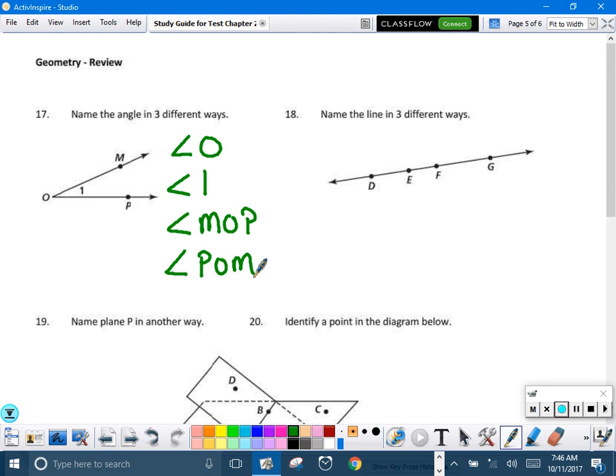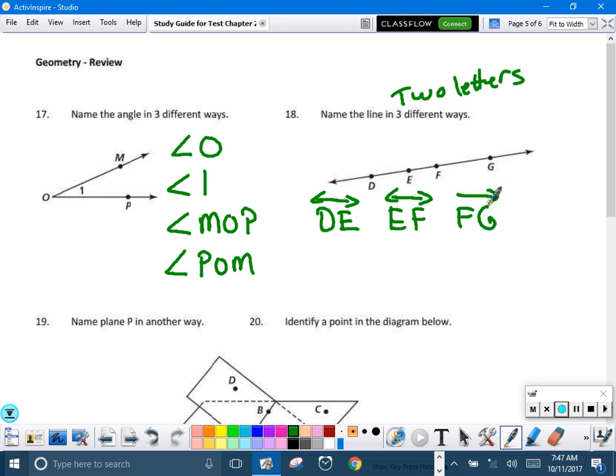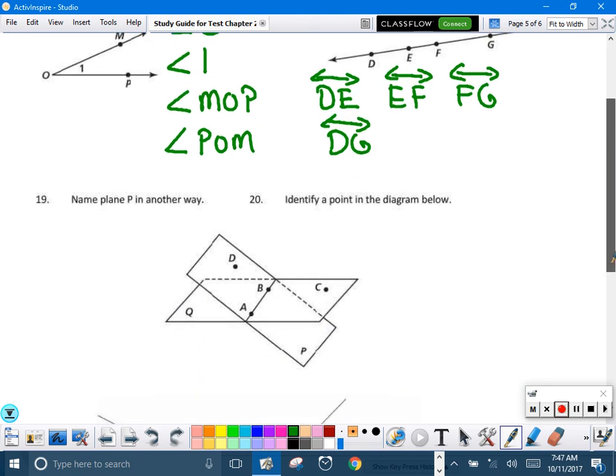Number 18, name the line in 3 different ways. Okay, you use 2 letters at a time. Okay, not 3. If it's 3, I'm marking it wrong. So I'm not going to do all of them. There's a whole bunch of answers. You could say DE, make sure there's arrows on it. You could say EF, make sure there's arrows on it. You could say FG, again, make sure there's arrows on it. You could say DG, make sure there's arrows on it. Okay, there's more. There's a bunch of answers there. But make sure it's only 2 letters.